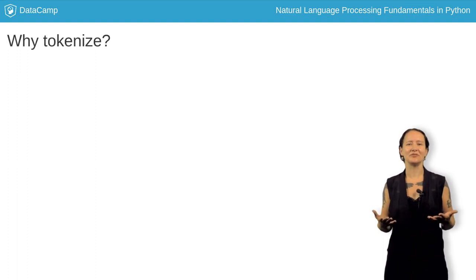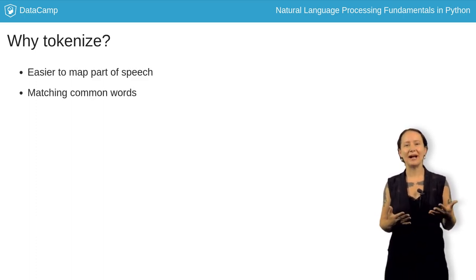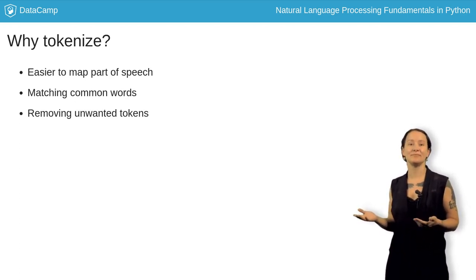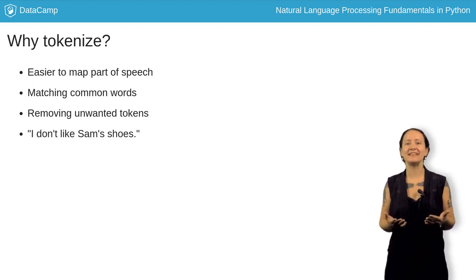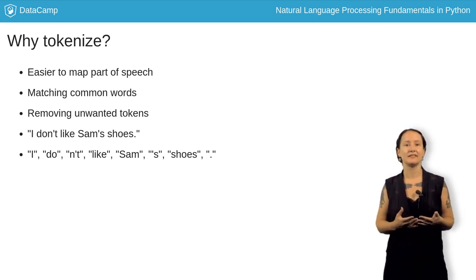So why bother with tokenization? Because it can help us with some simple text processing tasks, like mapping parts of speech, matching common words, and perhaps removing unwanted tokens like common words or repeated words. Here we have a good example. The sentence is, "I don't like Sam's shoes." When we tokenize it, we can clearly see the negation in the "not," and we can see possession with the apostrophe S. These indicators can help us determine meaning from simple text.